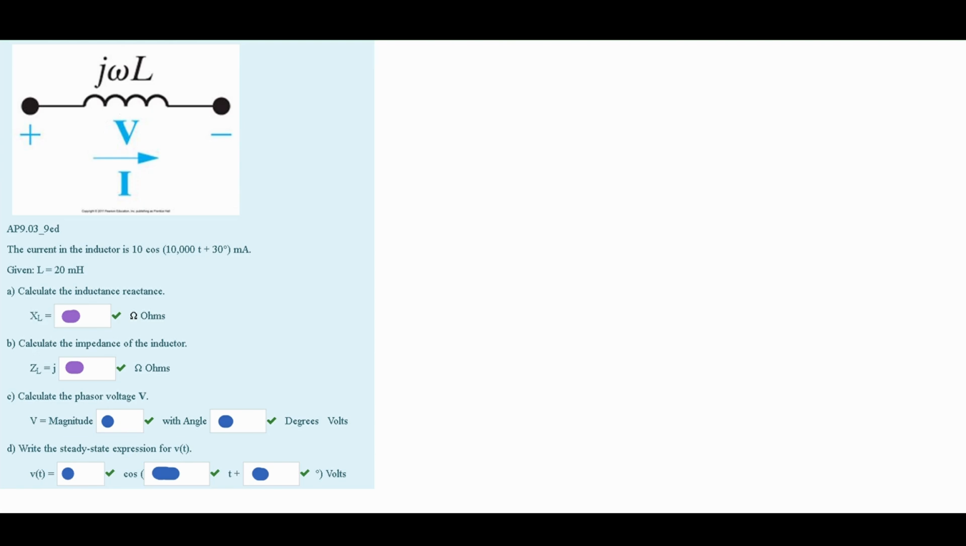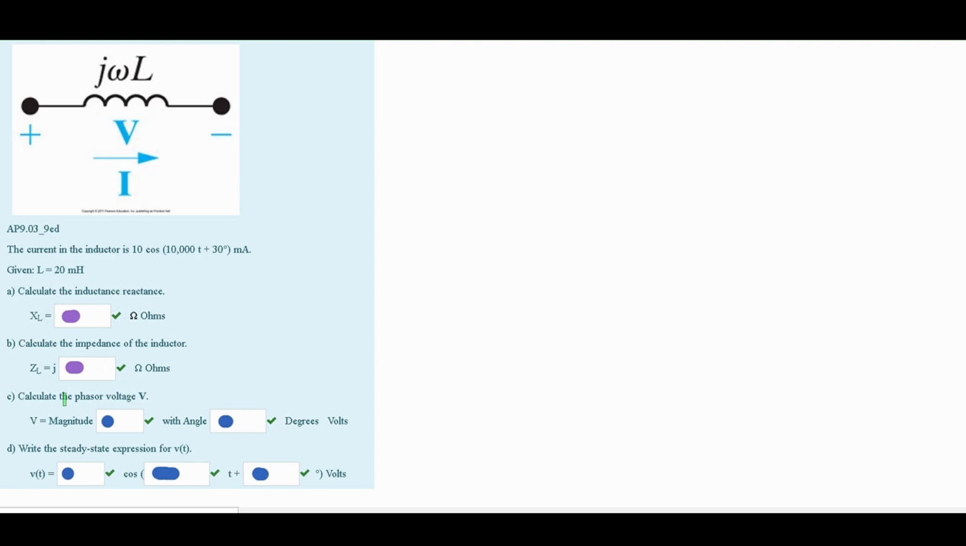In this problem, we are given the following diagram here. It is of an inductor. We are told that the current in the inductor is 10 times the cosine, with our omega being 10,000 times t plus an angle of 30 degrees. We are also told that our inductor is 20 millihenries. We are to calculate the inductive reactance and also the impedance of our inductor.